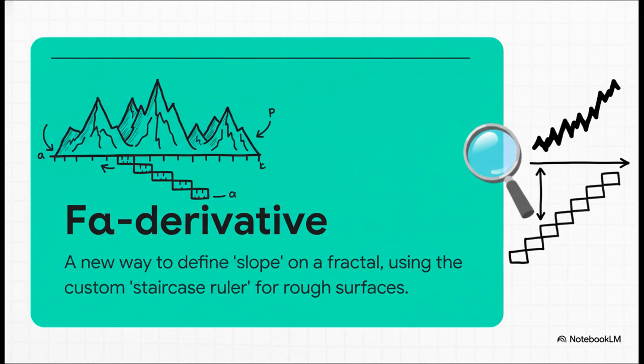And hey, once you've got that custom ruler, you can start asking even cooler questions. Like, okay, but how steep is this jagged path? That's what the fractal derivative does. It uses that new staircase function as its guide to calculate a rate of change, or a slope, on a surface that is way, way too rough for the old tools of traditional calculus.